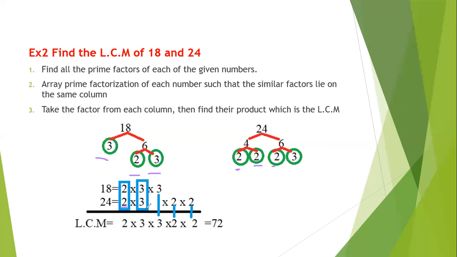Now let's take all the factors from all the columns. From this column, I will take 2. And from here, I will take 1, 3. And here 3. And here 2. And here 2. Then multiply 2 times 3, 6, 6 times 3, 18, 18 times 2, 36, 36 times 2 equals 72. This is the LCM. I can divide the LCM by 18, and I also can divide it by 24.